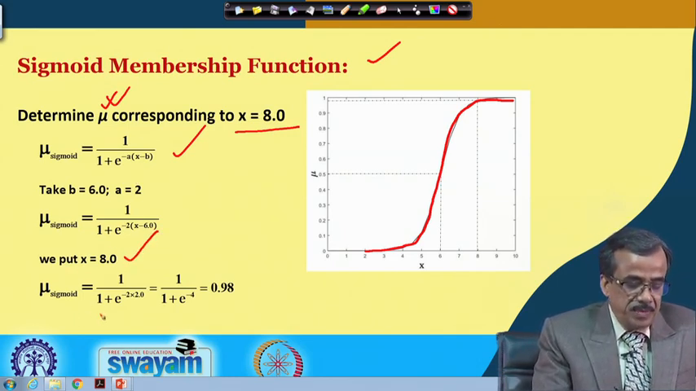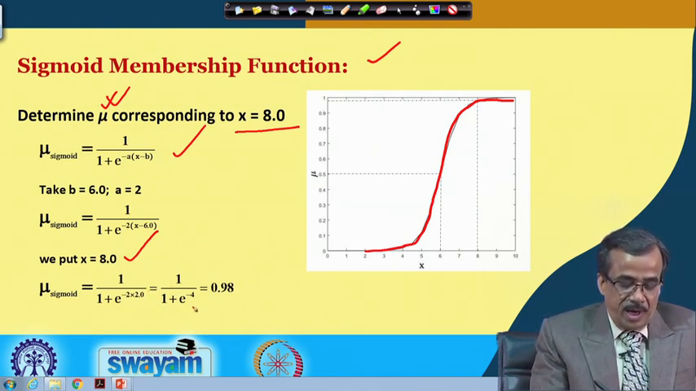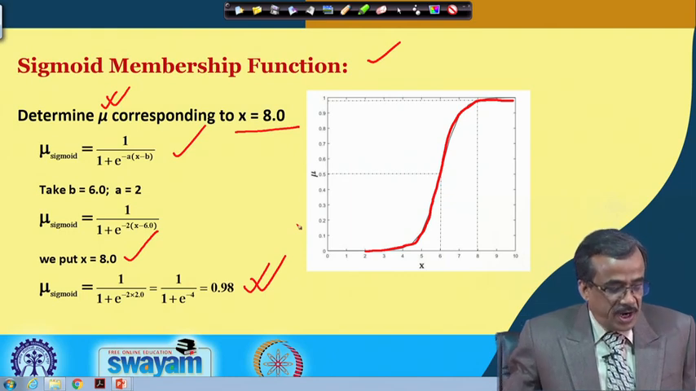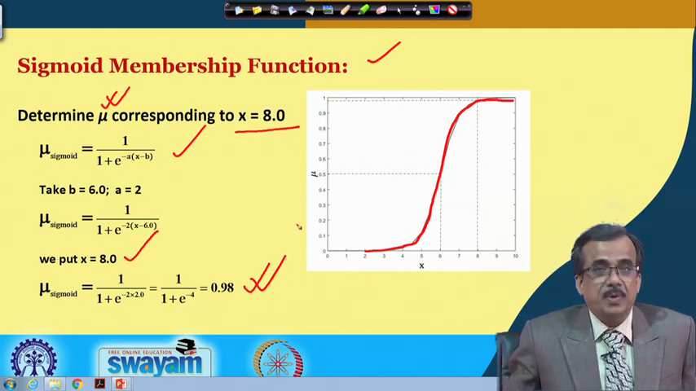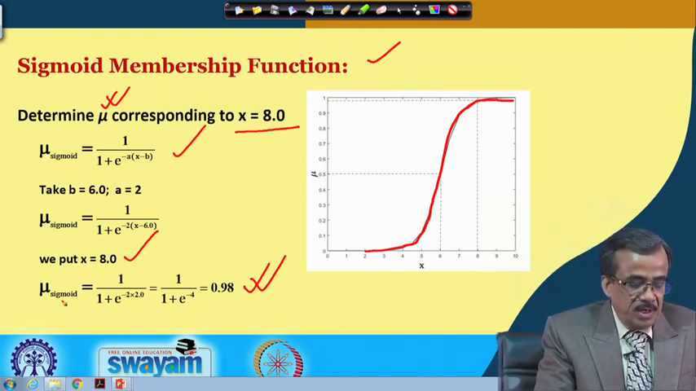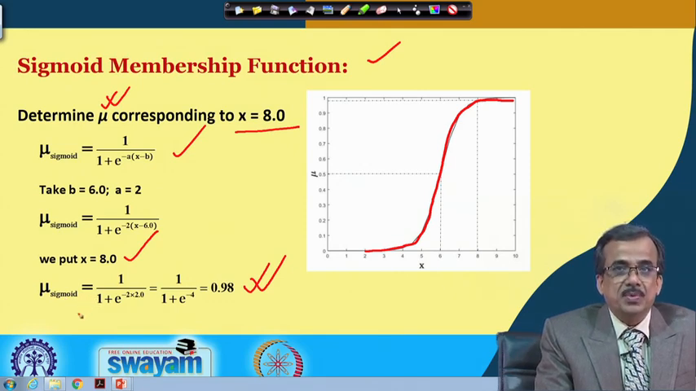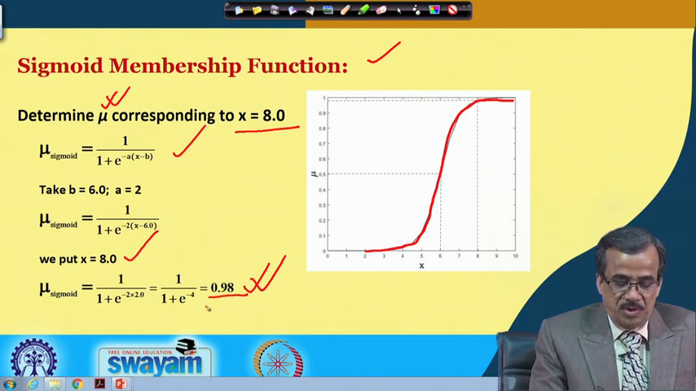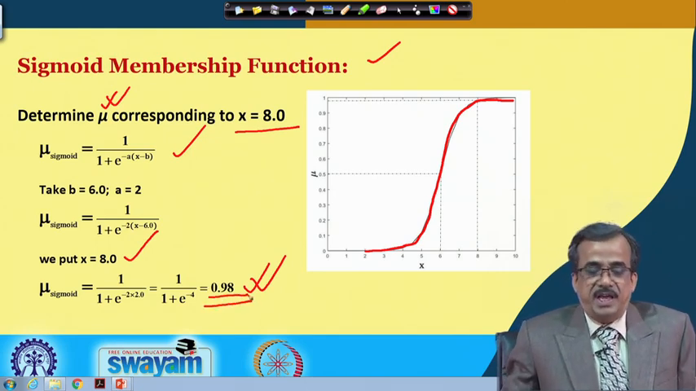So, you will be getting mu sigmoid is nothing but 1 divided by 1 plus e raised to the power minus 2 multiplied by 2.0. So, this is nothing but 1 divided by 1 plus e raised to the power minus 4, and that is nothing but 0.98. So, corresponding to x equals 8.0, we are able to find out the value for the mu for the sigmoid membership function distribution, and that is coming to be equal to 0.98.